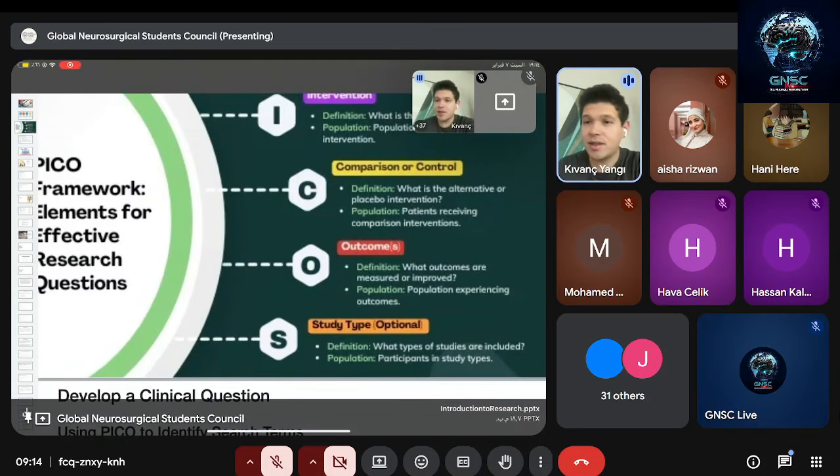Okay, you see study type, okay? So what is the definition? The definition is what types of studies are included. This PICO framework question is not suitable for every single study type. We're going to talk about that. So your study type will be important. So this is why they formulate the question as PICOS. Next slide, please.